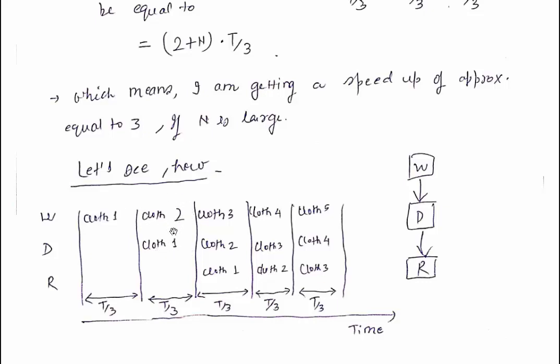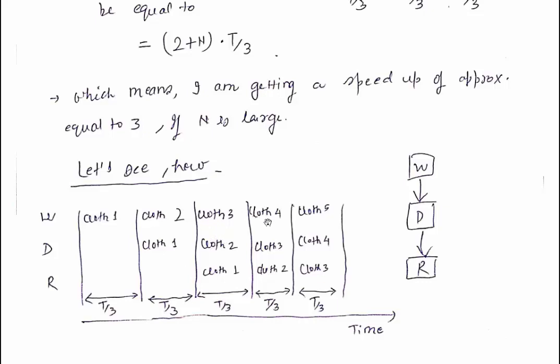Okay, after that, let's say cloth 1 has finished the drying operation, so it would be moved to the ironing unit. We already know that each unit will take t by 3 amount of time. So when cloth 1 has finished drying, cloth 2 must have finished the washing. So cloth 2 would be transferred to the drying unit, cloth 1 would be transferred to the ironing unit, and at the same time we can feed cloth 3 into the washing unit.